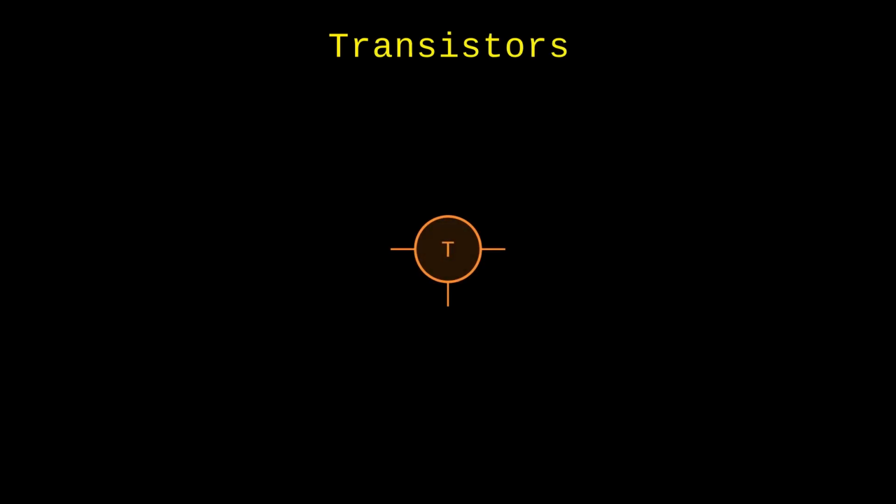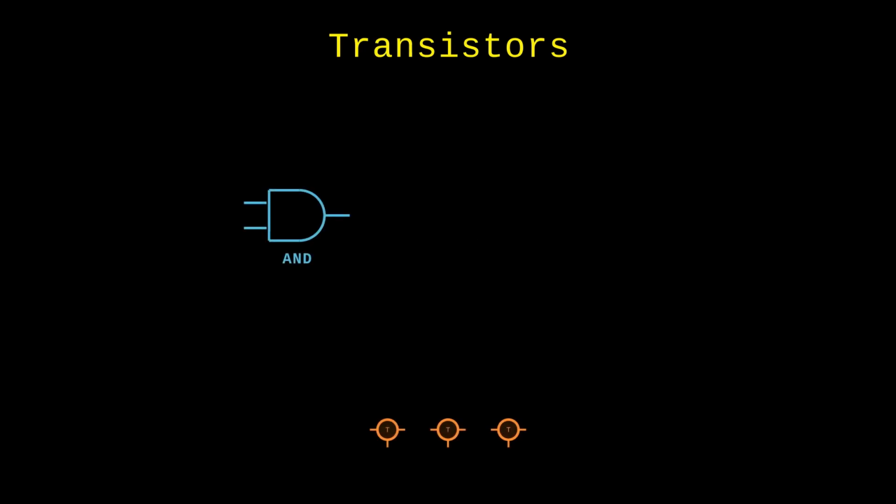Now let's talk about how these gates actually exist in the physical world. The answer is transistors. A transistor is a tiny electronic component with one job, act as a switch. Apply a small electrical signal to it and it allows current to flow, it's on. Remove the signal and current stops, it's off. An AND gate is just a few transistors wired together in a specific way. An OR gate, a different arrangement. A NOT gate, even simpler.